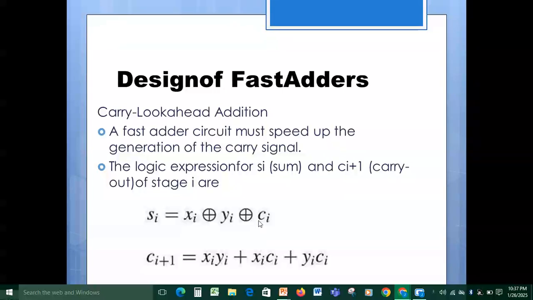The sum will be produced by the XOR gates. The carry will be produced by XiYi, XiCi, and YiCi. So this carry, previously C1 is given to the second stage, C2 is given to the third stage. So not like that. If we get all the carries of the stages independently, not depending upon the previous one, made independent, then we will get fast addition.